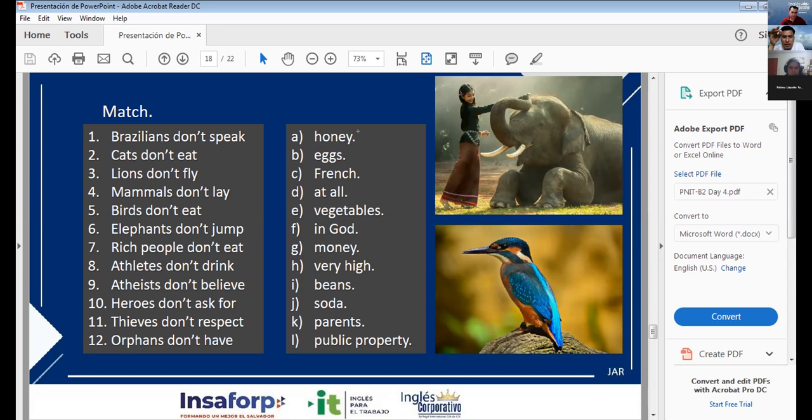¿Qué quiere decir la primera? Honey, ¿qué significa? Miel. Ah, miel. Elephants don't jump. French English. Very nice. Very high. Tercera es lions. Teacher, que no dice lions don't fly at all. Okay. Los leones no vuelan para nada, ni bajito, ni alto, ni nada.